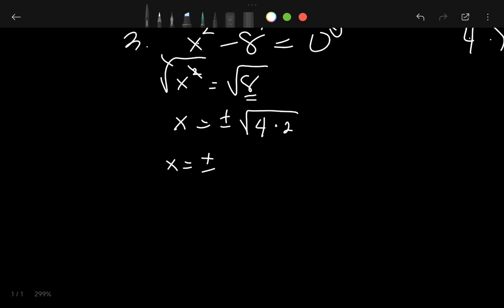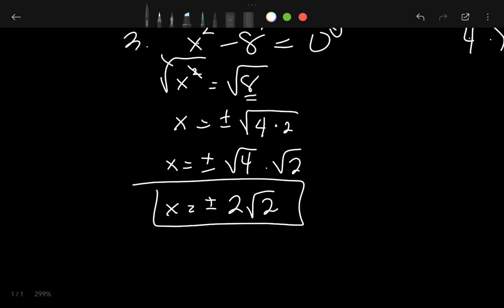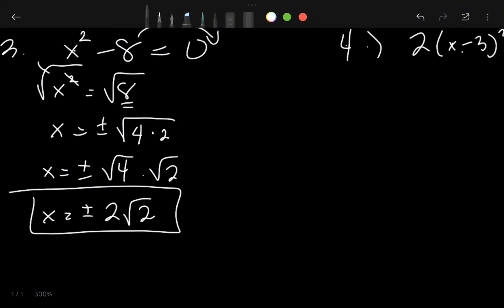So we can have square root of 4 times square root of 2, and that way we can simplify our radical. So we have x is equal to positive, negative square root of 4, which is 2. Square root of 2, there's no square root of 2 since 2 is a prime number, so we bring down square root of 2 here. If that's the case already, class, that's already your final answer, which has a radical.